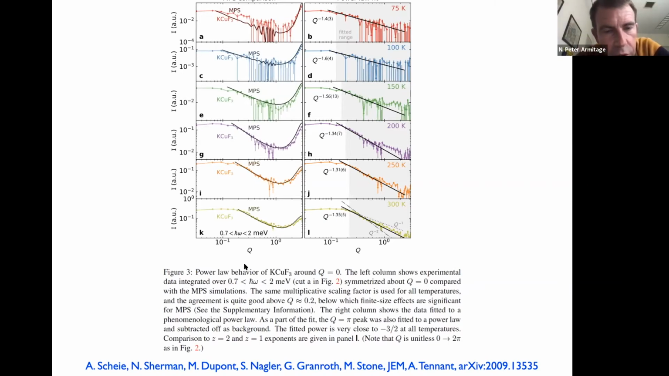Presumably, it's not the true Q equals 0 here, unless they've done something. Well, the horizontal axis is Q, and this is frequency integrated over a window from about 0.7 up to 2 MeV. There are different ways to integrate over S of Q omega and fit it to a power law. So this is different Qs integrated. They're probably at a symmetry equivalent point to Q equals 0, not the true Q equals 0.